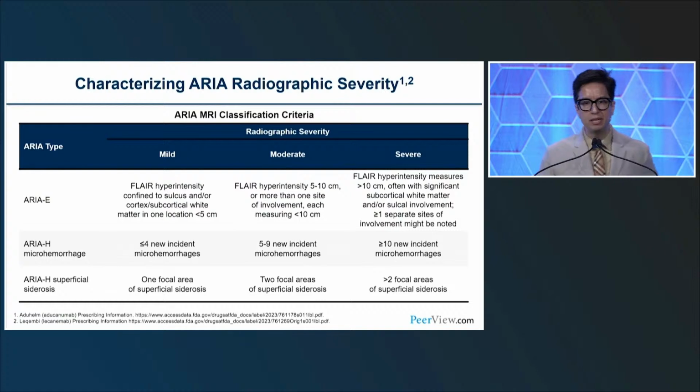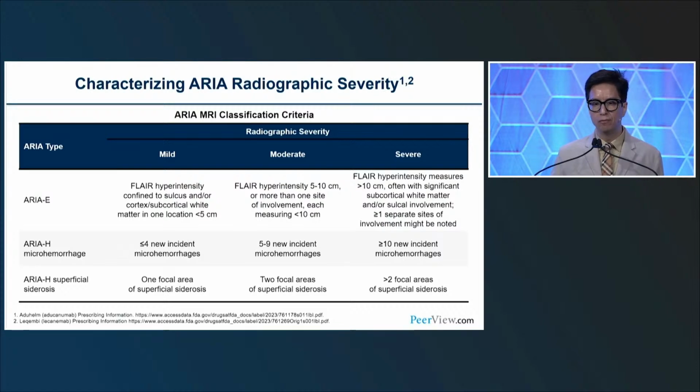And of course, in looking at the ARIA classification criteria, it's important to have this sort of printout up in your reading room, maybe on the wall or easily accessible for reference. And a couple of things I'll point out here. So for ARIA-E, going from mild, moderate to severe, mild is less than 5 centimeters, moderate is less than 10, and then severe is greater than 10. And of course, you can have multiple sites involved.